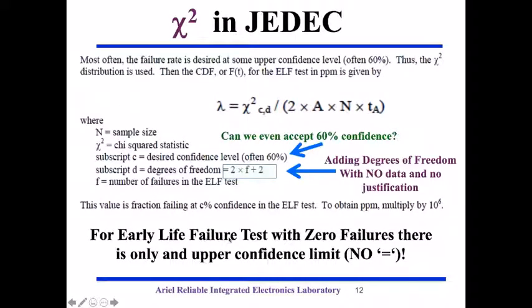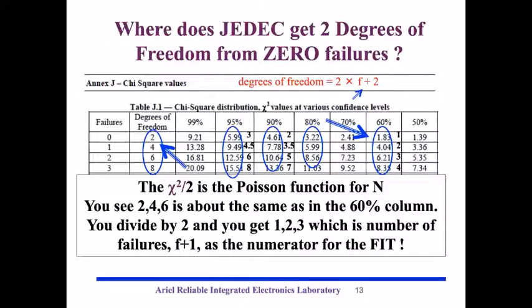So these are for early life test failures, and they do this even for late end-of-life failures. Since you get 0 failures anyway, there's no upper confidence limit. So there's no equals, there's no lambda equals this. You want to say it is less than or equal to, but that assumes that you're using a constant rate model. Okay, so here's the chi-square table that you're supposed to diligently look up. 0 failures gives you 2 degrees of freedom for some reason, and they will never justify this.